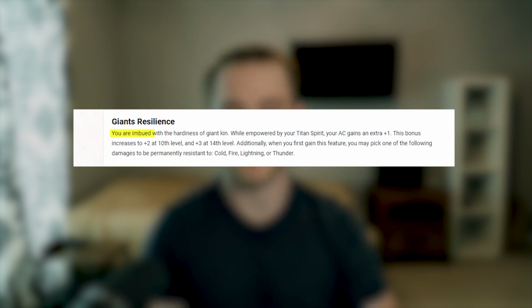You are imbued with the hardiness of Giant Kin. While empowered by your Titan Spirit, your armor class gains an extra +1. This bonus increases to +2 at 10th level and +3 at 14th level. Additionally, when you first gain this feature, you may pick one of the following damages to be permanently resistant to: Cold, Fire, Lightning, or Thunder.